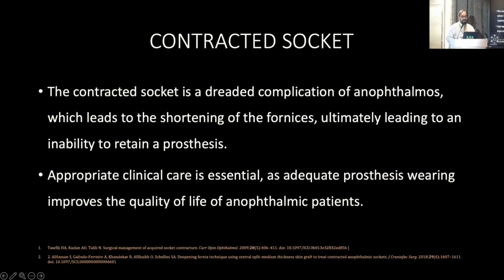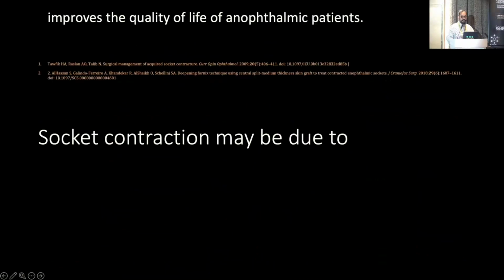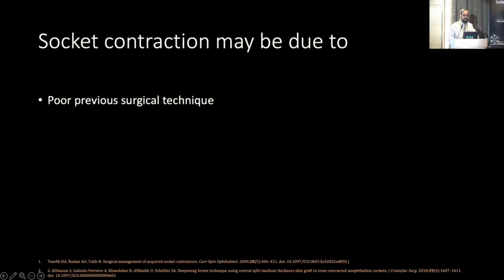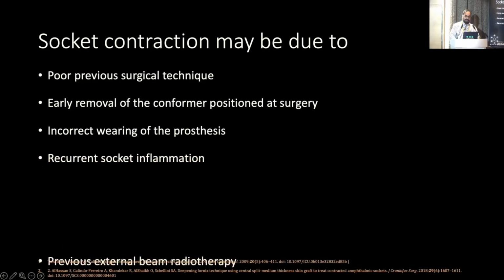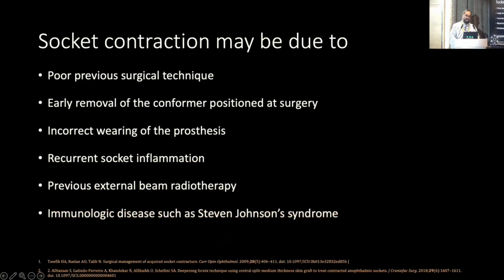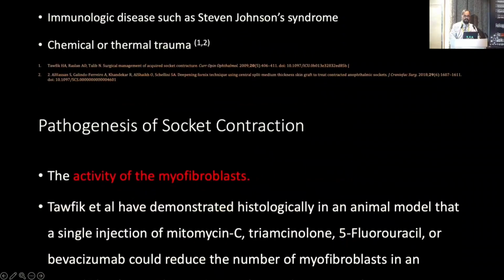So what is a contracted socket? A contracted socket is a dreaded complication of anophthalmos which leads to shortening of the fornices, ultimately leading to an inability to retain a prosthesis. Appropriate clinical care is essential, and adequate prosthesis wear gives confidence and quality of life to an anophthalmic patient. Socket contraction may be due to poor previous surgical technique, early removal of the conformer positioned at the time of surgery, incorrect wearing of the prosthesis, recurrent socket inflammation, previous external beam radiotherapy, immunological diseases like SJS, and chemical or thermal trauma, which was in our case.